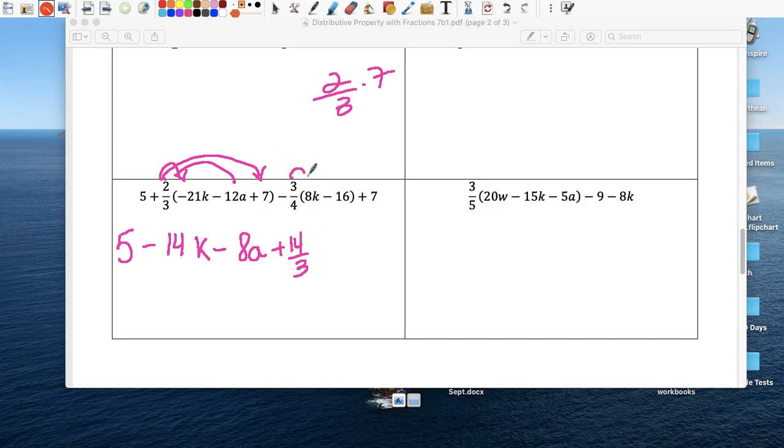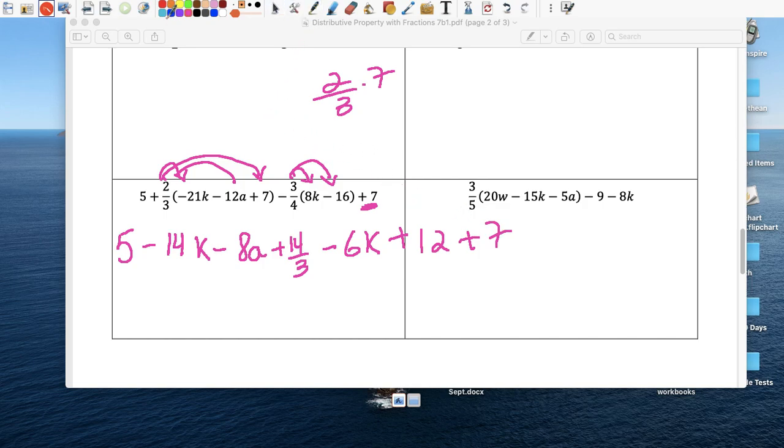The next one is negative times a positive, which is a negative. 3/4 of 8 is 6k. Negative and negative is positive, and 3/4 of 16 should be 12. And then plus 7. Remember, this 7 is outside the parentheses.